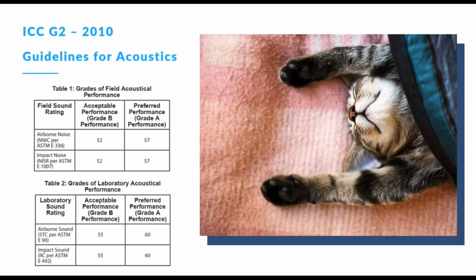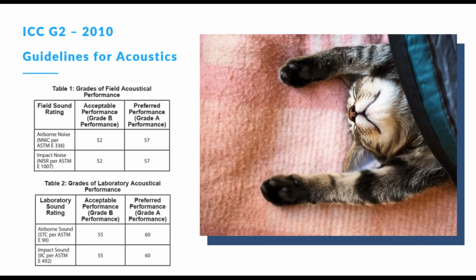So those higher levels of acoustical performance that are recommended in this ICC guidelines for acoustics are what you see here on the screen. If it's a field test, the acceptable performance level is a 52 for either airborne or impact sound, and the preferred is a 57. And remember, the code minimum for a field test is a 45. So these are considerably higher than that, right? And if you're looking at a lab test, they say the acceptable is a 55 and the preferred is a 60. And again, the code minimum is 50.